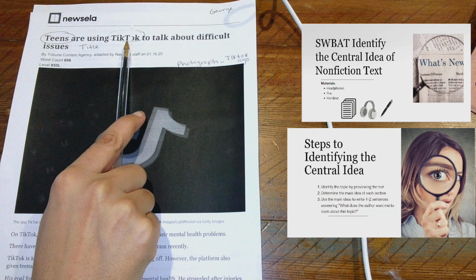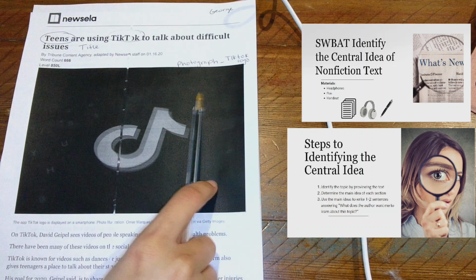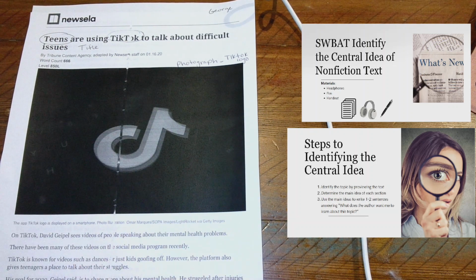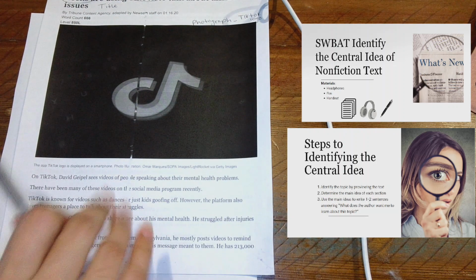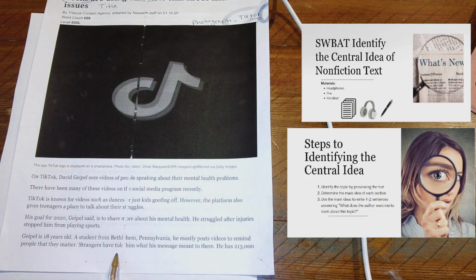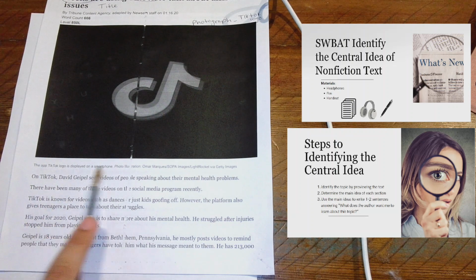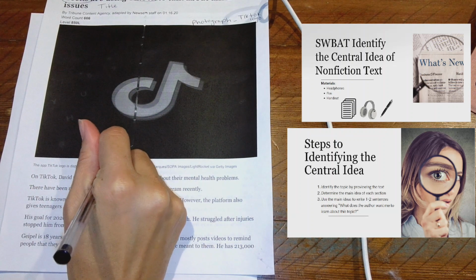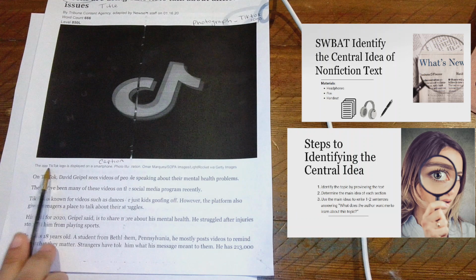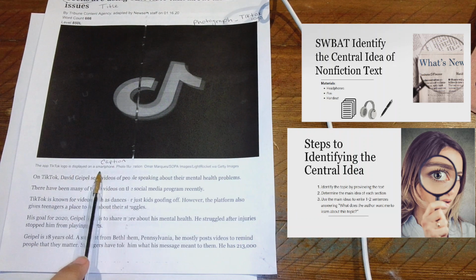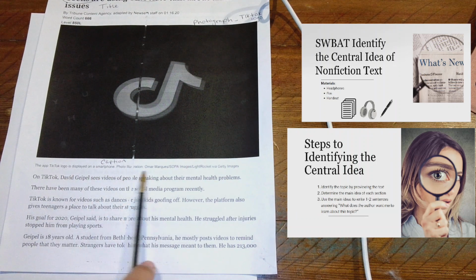Okay. Again, we're building background information. So we have our title about TikTok and teens. We see the TikTok logo. Let's keep going. We're not reading the article. We're just looking for text features. There are none right here. There is a caption, so we can actually go ahead and write caption. And let's read it. The app TikTok logo is displayed on a smartphone, photo illustration, and it tells us where it comes from.